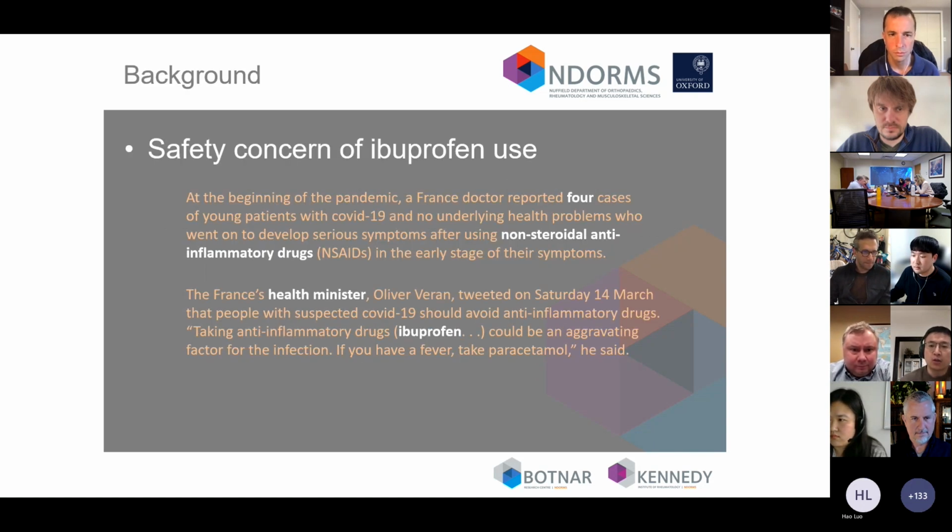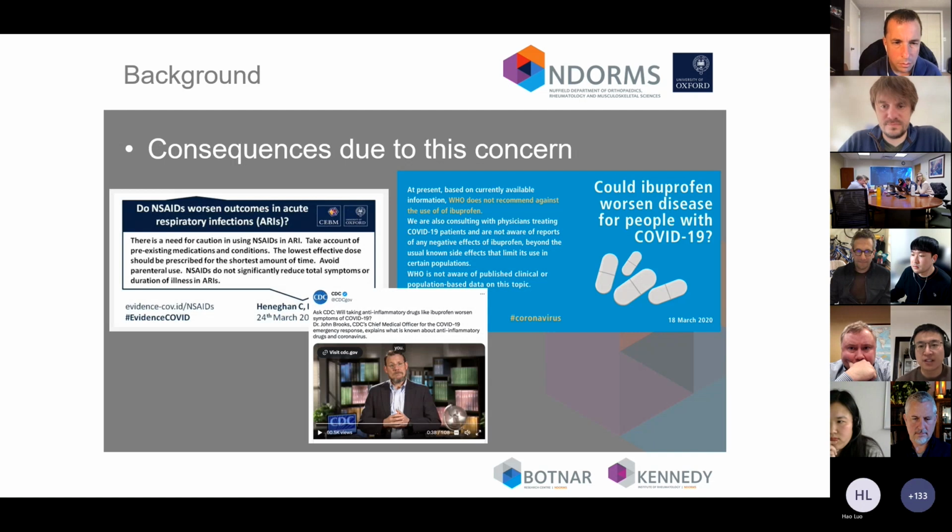Some of you may know that at the early stage of the pandemic, French doctors reported 4 COVID cases who previously used ibuprofen and later developed serious disease. This clinical report was later backed by the French health minister. He said in a tweet that we should avoid using ibuprofen. After that, there were lots of news, rumors, and disputes regarding the use of ibuprofen, not only for the management of COVID-related symptoms, but also for other conditions like chronic back pain.